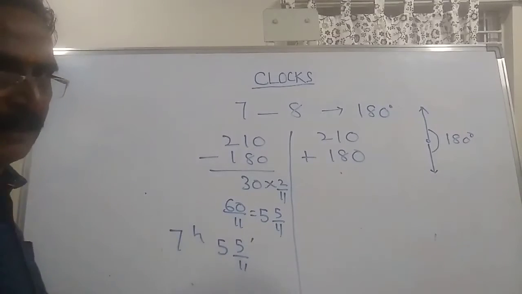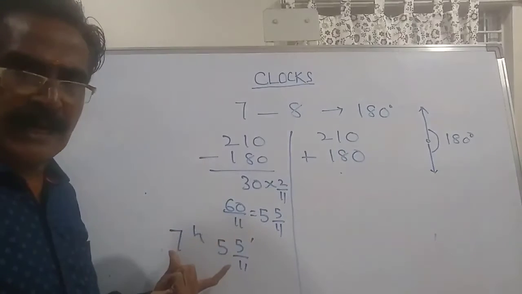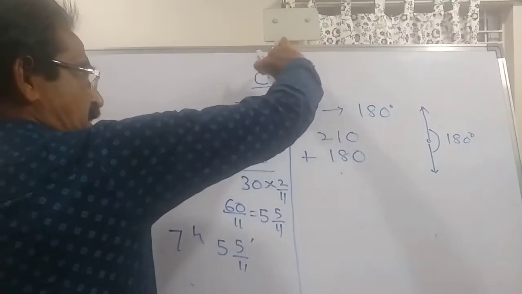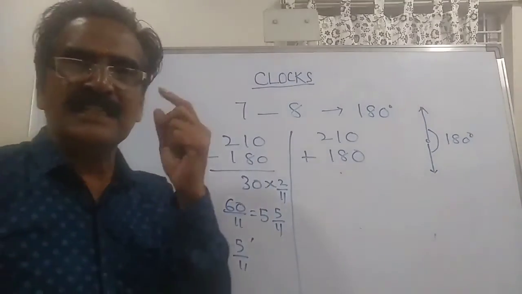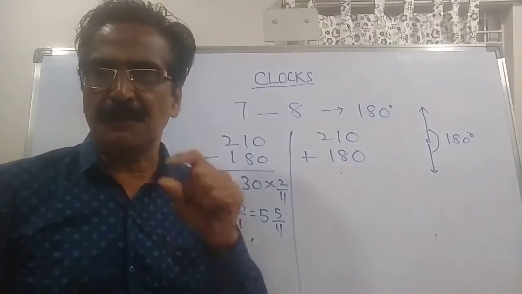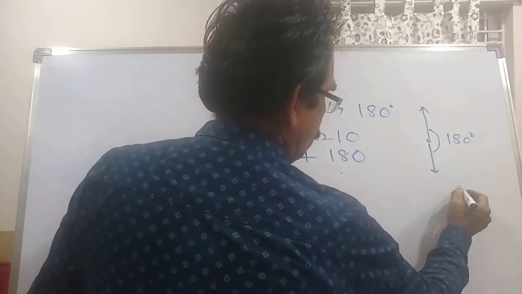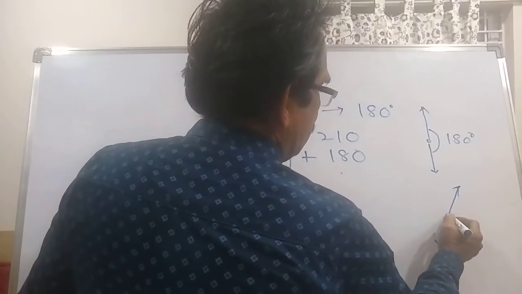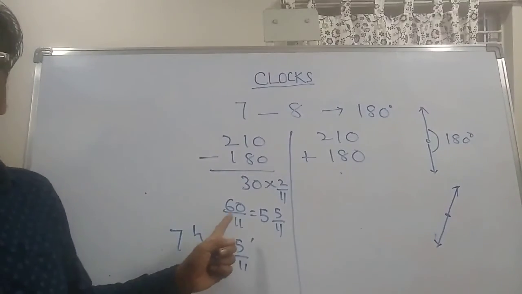That is 7 5 5 by 11. At this time, the hands will be in a straight line. You can just imagine the position of the hands at 7:05. Like this, right? So the hands will come to a straight line position at 7:05 5 by 11.